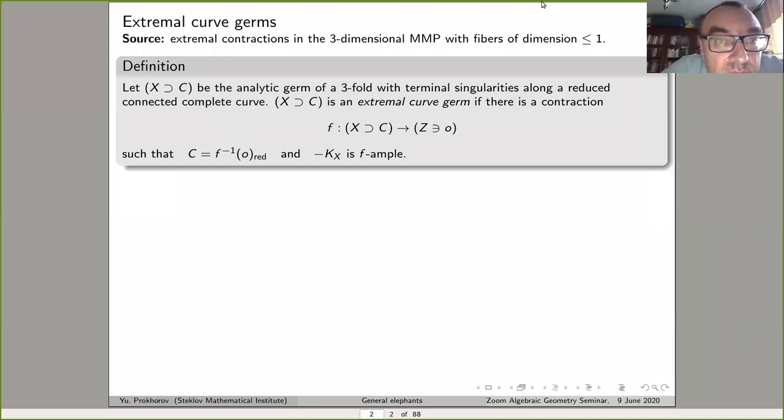Since I am interested in the local behavior of such contractions near a singular fiber, I localize it and I study analytic germs. This is a definition. I'll consider an analytic germ of threefold with terminal singularities along a reduced connected curve, and assume that we have a contraction to the base, such that the fiber coincides with our curve and the anti-canonical class is relatively ample.